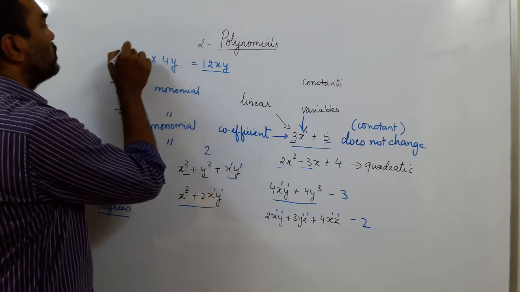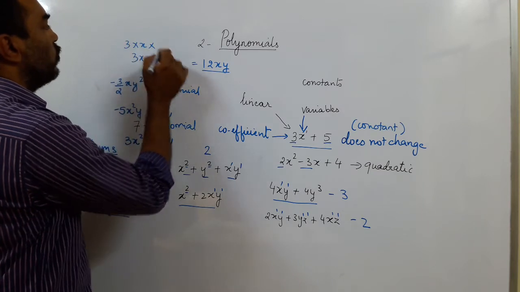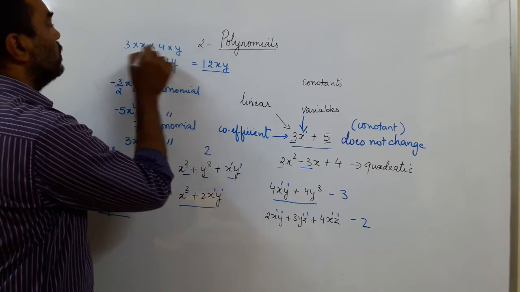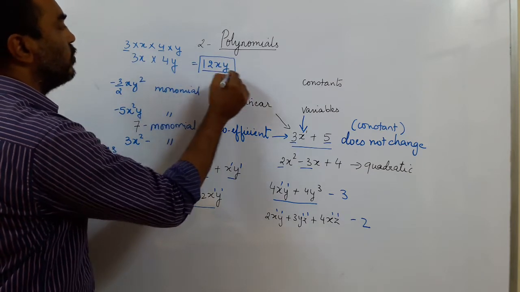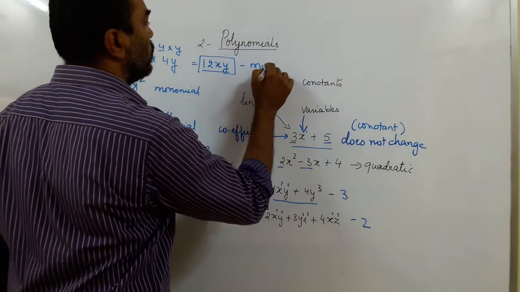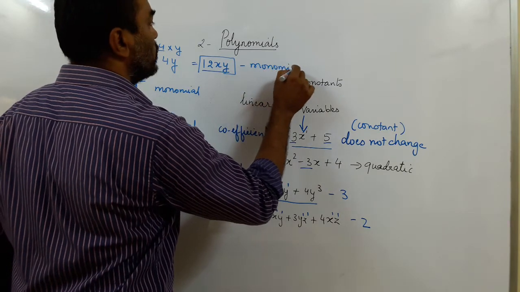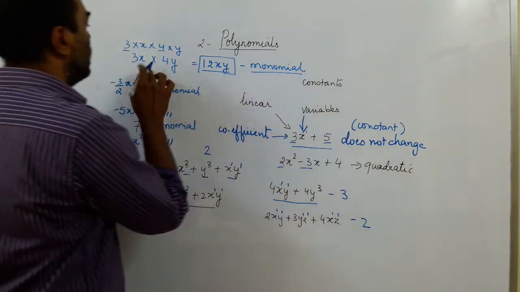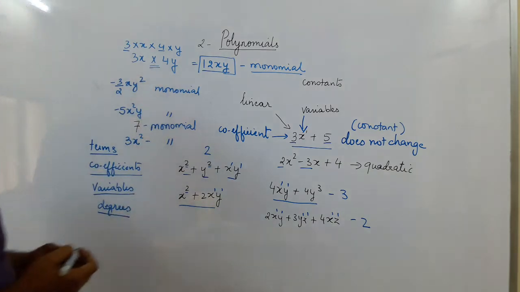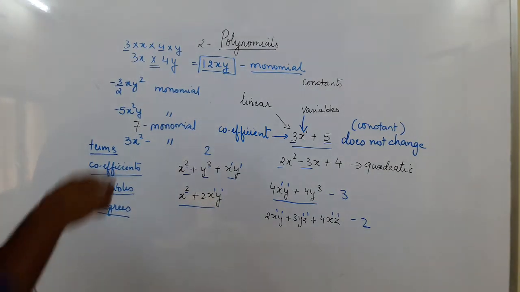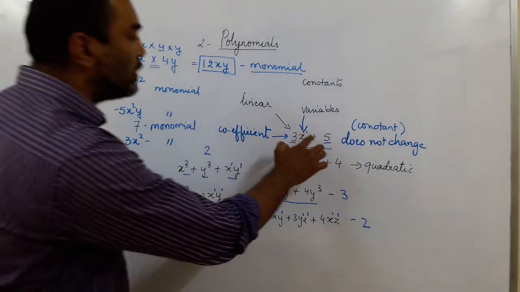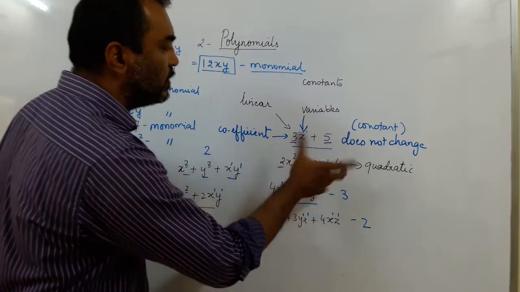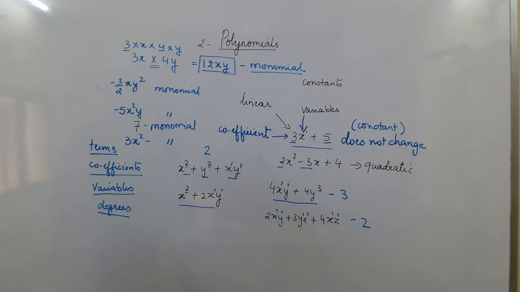Why? 3x means 3 into x. 4y means 4 into y. So 3 into 4 gives us 12, x into y, xy. So this has become what? This is a monomial. So remember, multiplication and division can be solved. So when you multiply and divide, then it forms a monomial. Only having a plus or a minus separating the terms makes it a binomial.